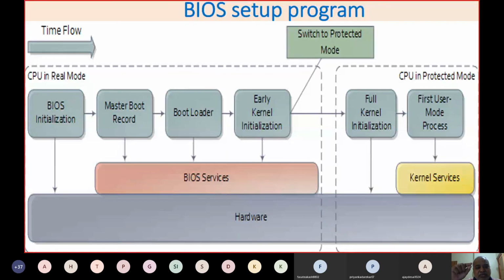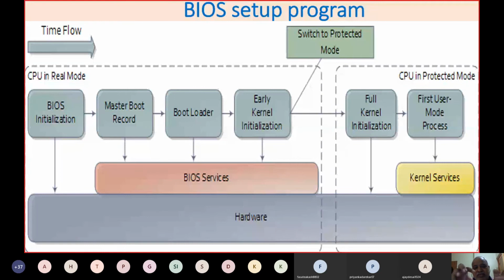Then once POST is finished, it will search for the boot record. Once the boot record is fine, then it will load that bootstrap information that is called a bootloader. This bootloader will find out exactly which files are there. These files are basically kernel files which load the kernel of the operating system, like io.sys and msdos.sys, which are the kernel of the DOS operating system. So it will load into the memory.